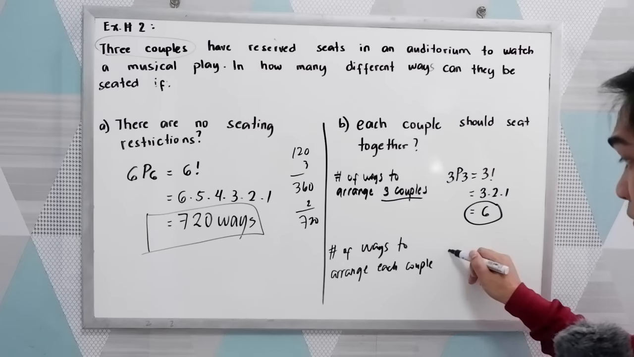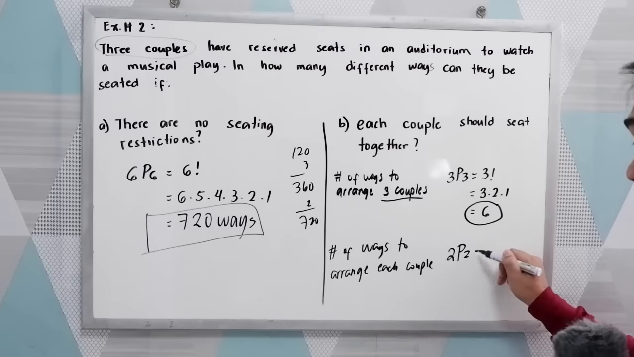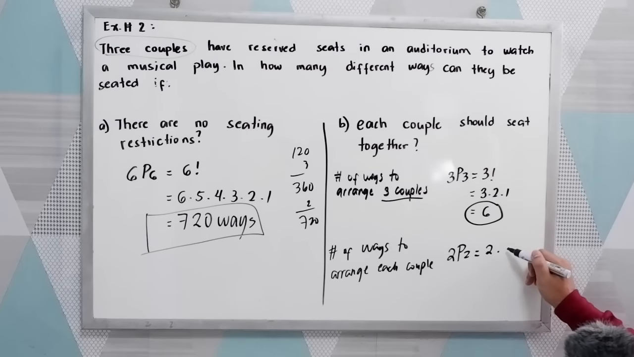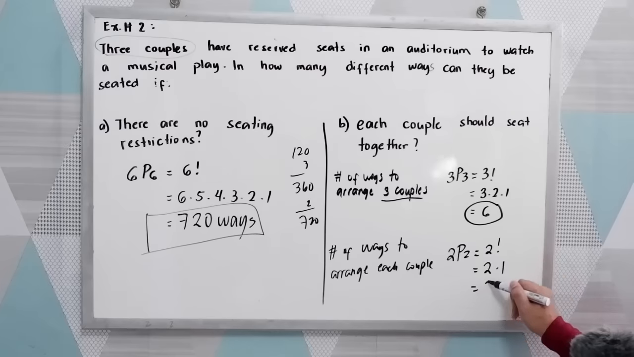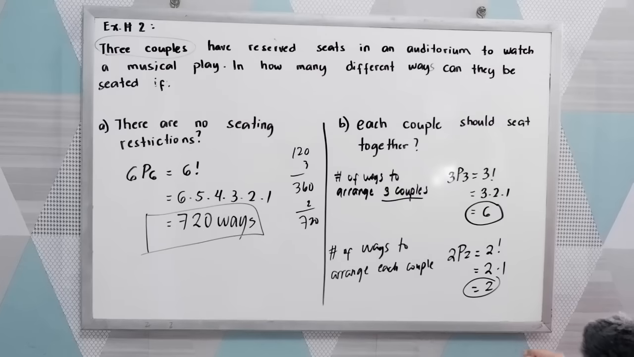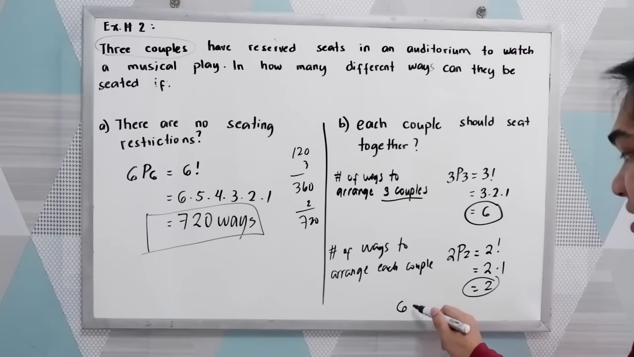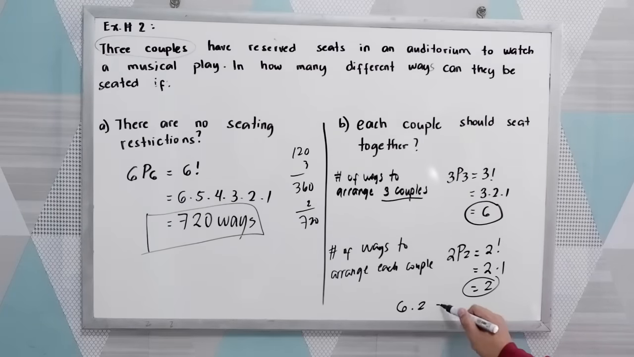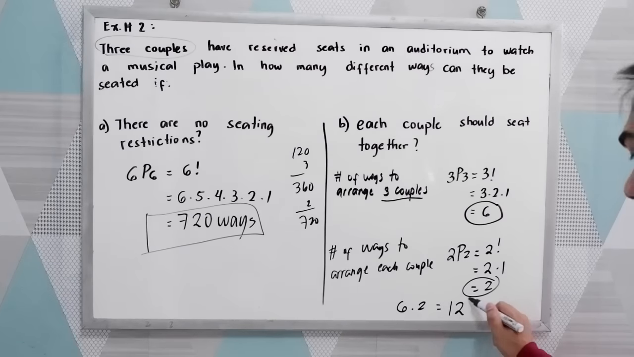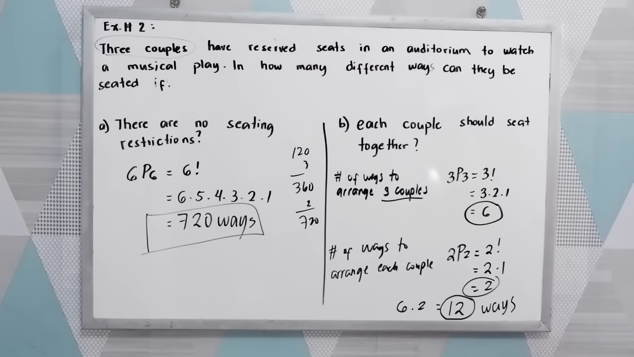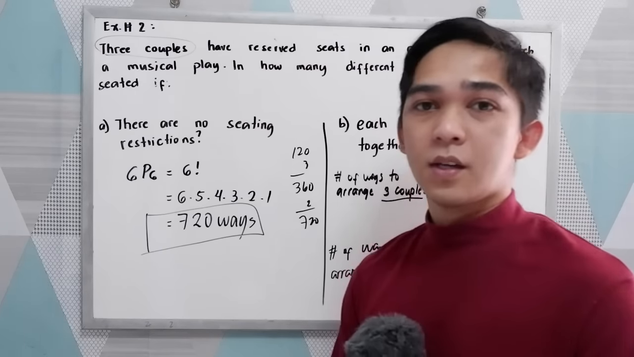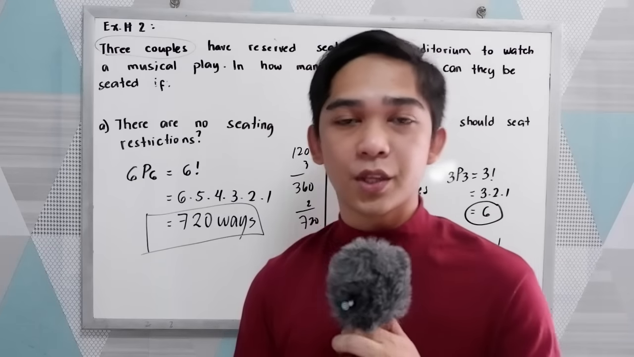So that is 2P2. That is 2 factorial, which is equal to 2 times 1, and that is 2. Now to get our final answer, we need to multiply 6 times 2, that is 12. So there are 12 ways to arrange the couples so that each couple sits together. That is the linear permutation.